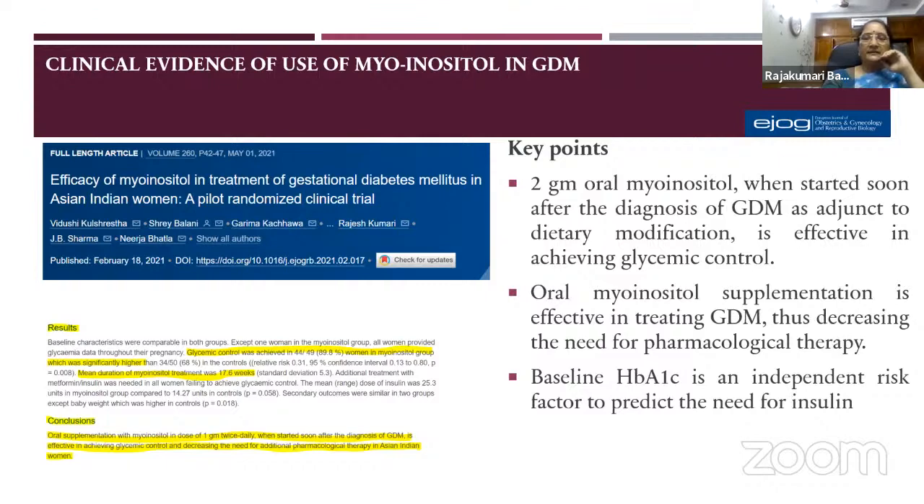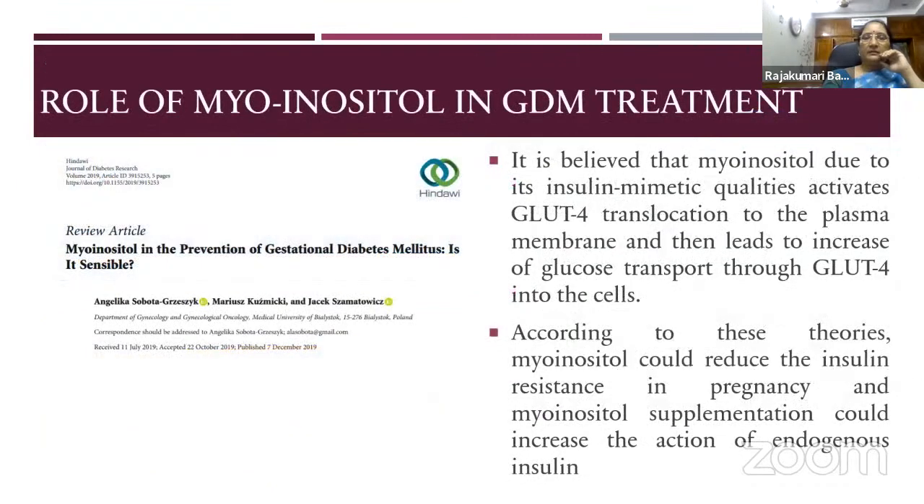In clinical practice, I found myo-inositol is working well because of its insulin mimetic qualities, like GLUT4 translocation to the plasma membrane, which leads to an increase of glucose transport through blood flow into cells. Myo-inositol not only improves insulin resistance, it also increases the action of endogenous insulin.